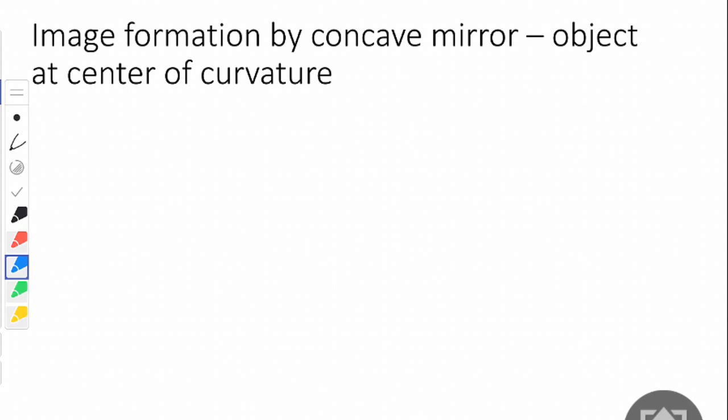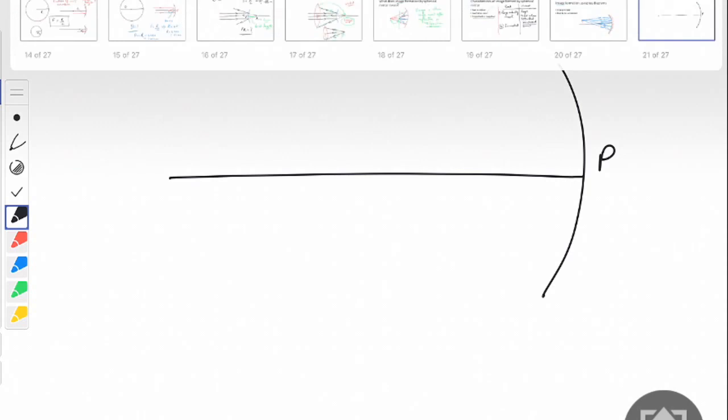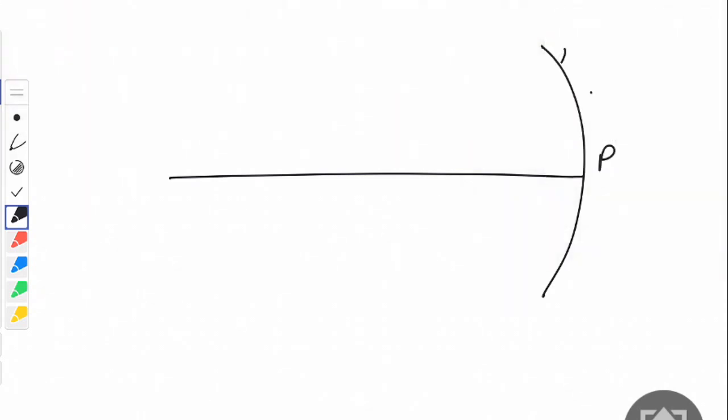The next question I have for you is, I have a mirror here, and this is the principal axis, this is the pole. From this side you have done silvering. Now the question is, if I have an object like this here, okay, I want to find the image of this tip.